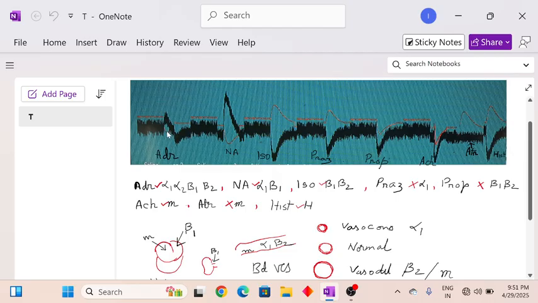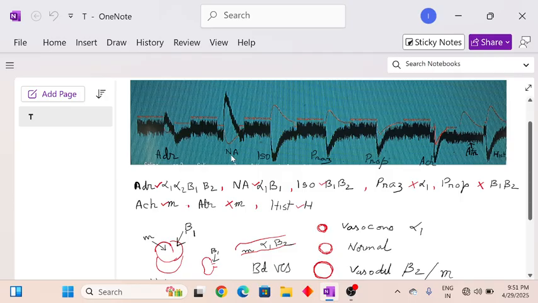Coming to the heart, adrenaline decreases the heart rate. The reason for this is that there is peripheral vasoconstriction, so that results in reflex bradycardia. Any drug that causes peripheral vasoconstriction will cause reflex bradycardia, and a drug that causes peripheral vasodilation will cause reflex tachycardia. Coming to the next drug, that is noradrenaline.